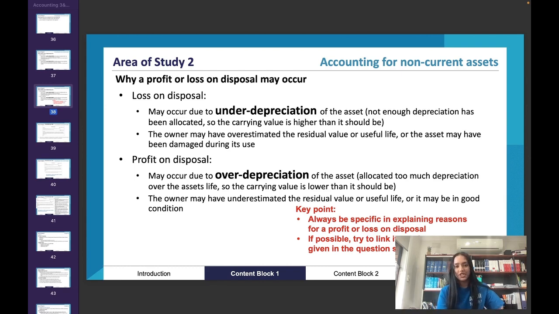Sometimes it does tell you in the question, but if it doesn't tell you, you would just say, a loss has occurred because there was under depreciation. And then you would say, this under depreciation either happened because of overestimating the residual value or useful life, or there might have been damage to the non-current asset during its use by the business. So if that makes sense, always be super, super specific when explaining the reasons for a profit or loss on disposal.